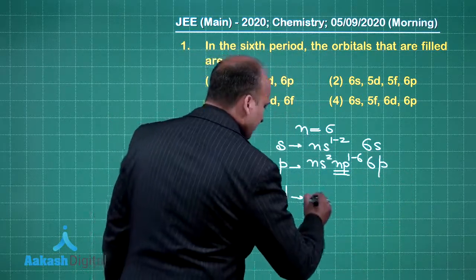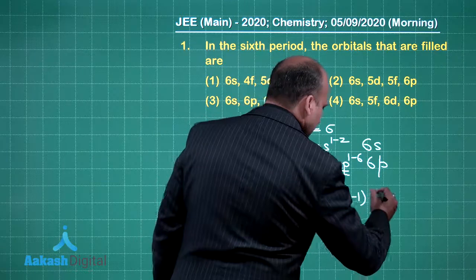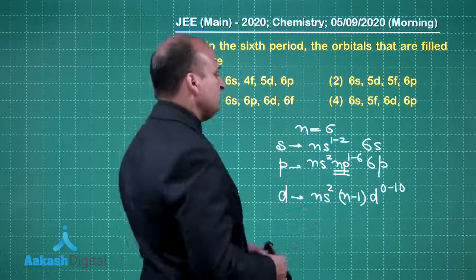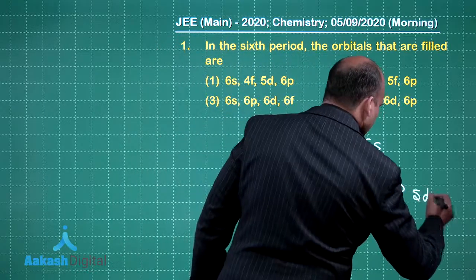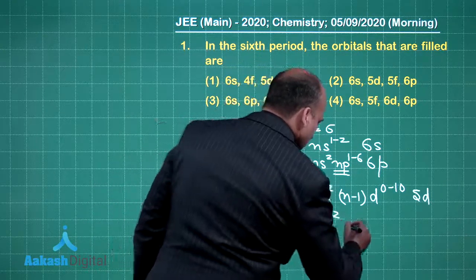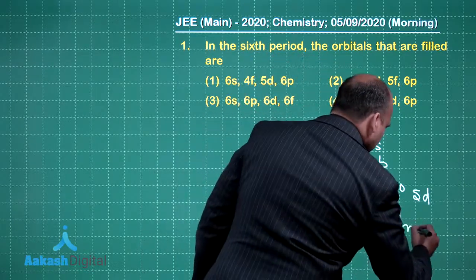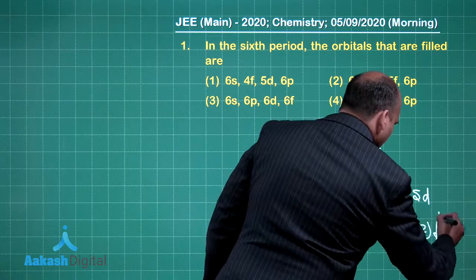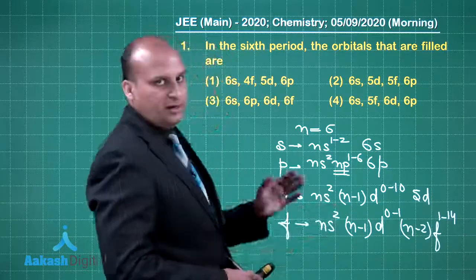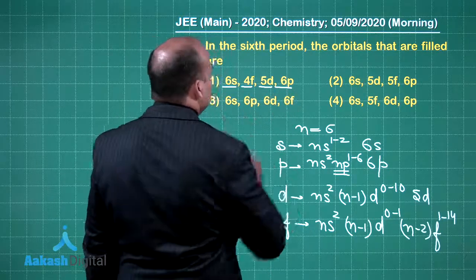For d, the configuration is ns2 (n minus 1)d 0 to 10. Since you are filling n minus 1, you are filling the 5d orbitals. Similarly, in case of f, you have ns2 (n minus 1)d 0 to 1 and (n minus 2)f 1 to 14. Since it is n minus 2, 6 minus 2 is 4, so you are filling 4f. So, you are filling 6s, 4f, 5d and 6p.